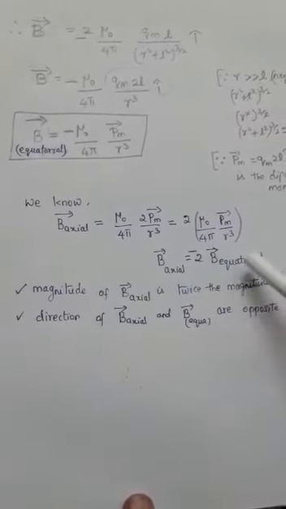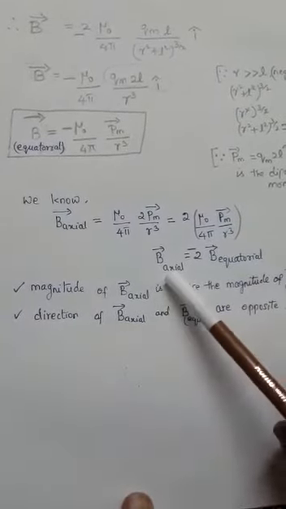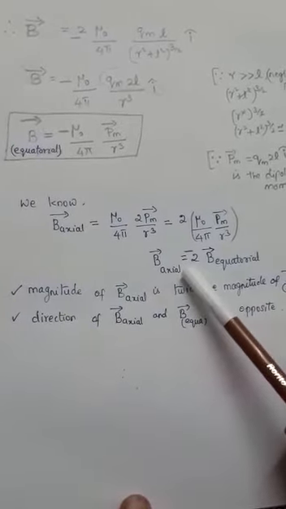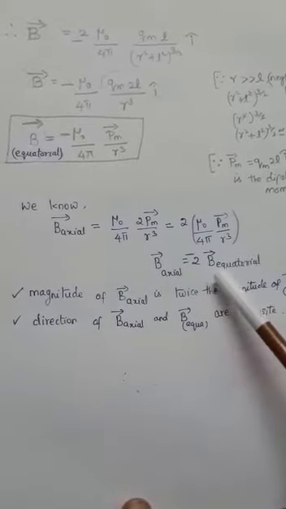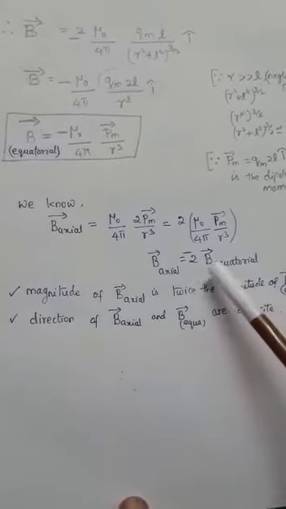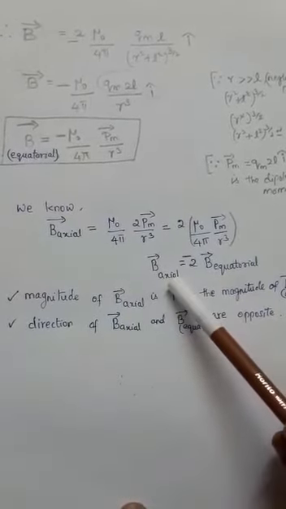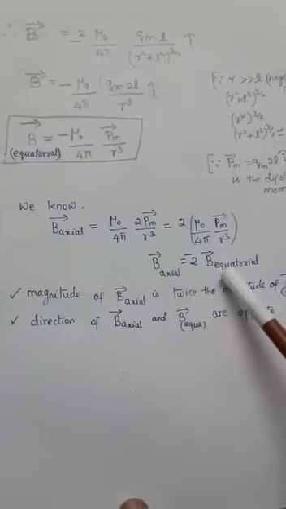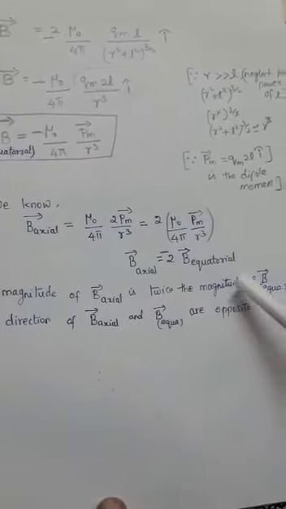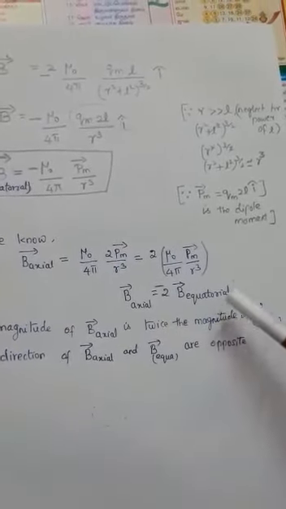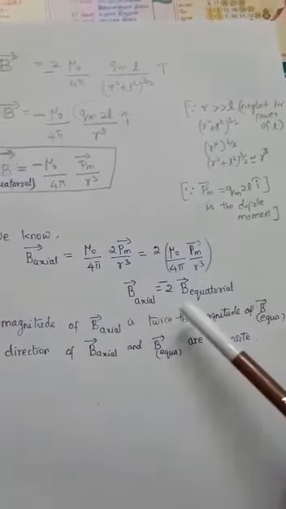What it means is, the magnitude of B axial is equal to twice the magnitude of B equatorial and the direction is opposite. You got the minus sign, right? So B axial is in opposite direction to B equatorial. So these are the two points you are comparing, B axial and B equatorial.